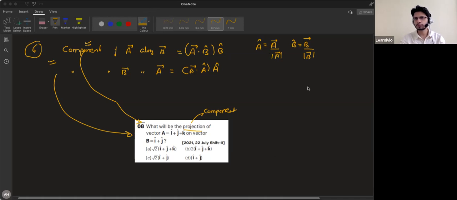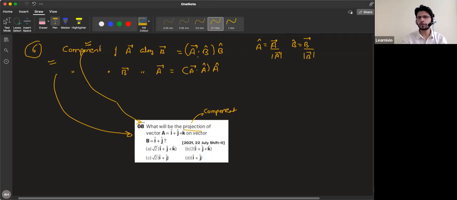Answers. See, this is the formula. You just have to substitute the values. A you have, this is A. You just have to calculate B cap. And this multiplication here is not a dot product. It's just a normal multiplication. A dot B cap will be a number. Just multiply that number with B cap.